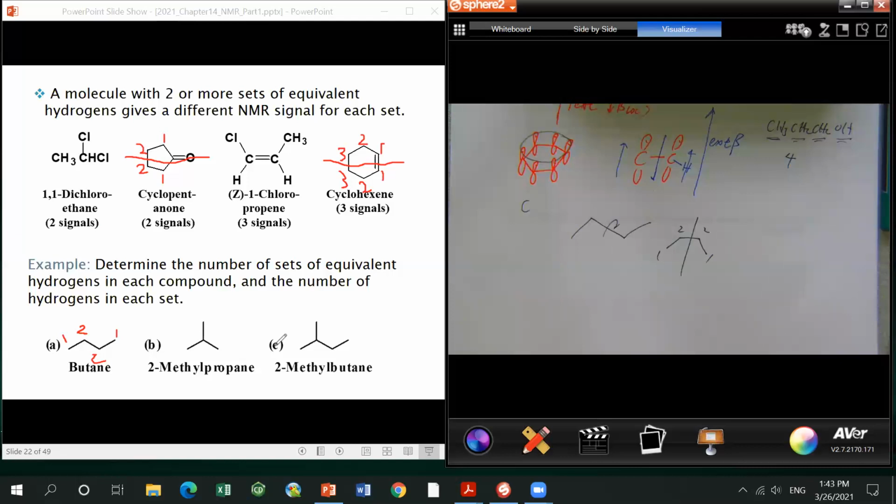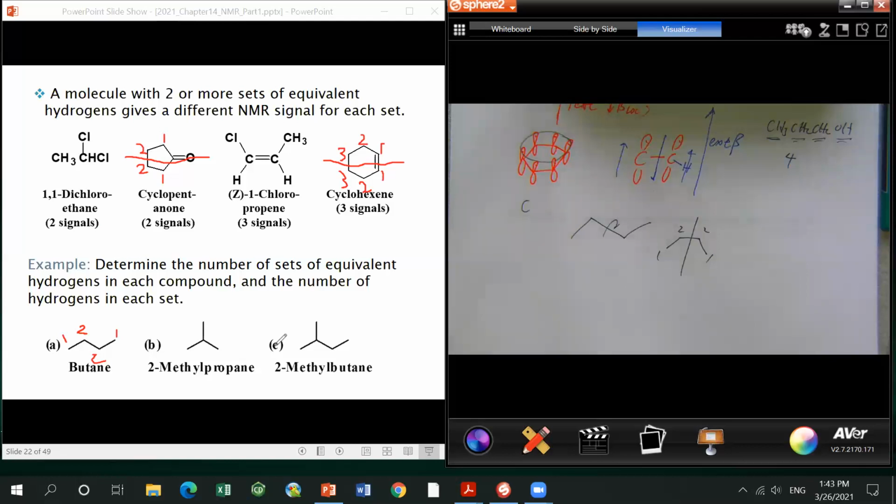Cool. That's right. B should have 2 signals. How about C? One important technique you have to learn is that in future, if I give you one molecule, you should quickly identify how many proton signals you should see for this molecule. That's a very important technique.